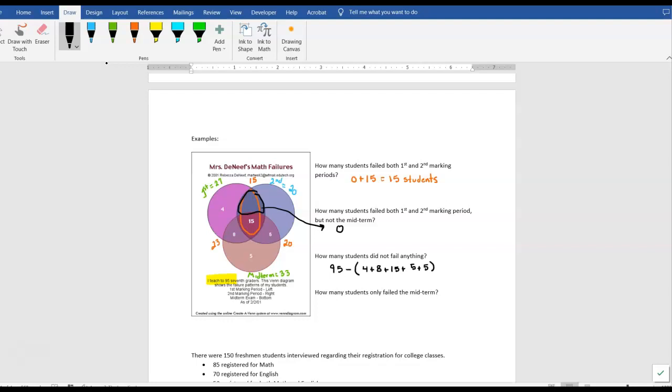So we end up with that did not fail. That's everybody on the outside. And so that's going to be 58 students.